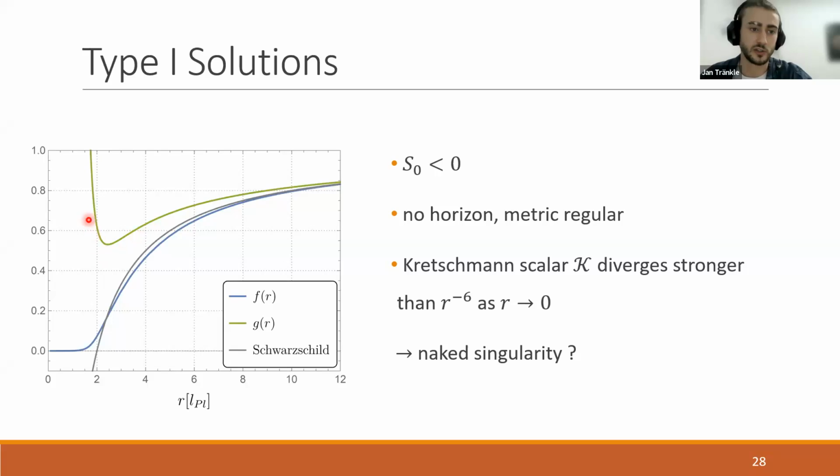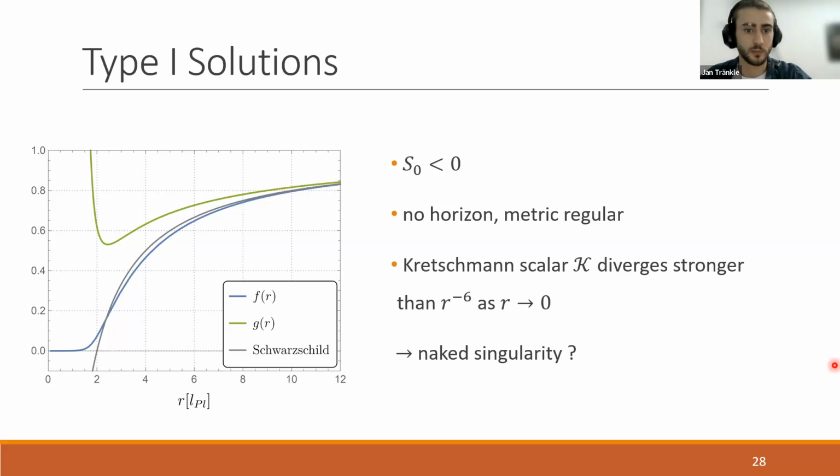The function g of r actually grows towards the origin, and this implies that there is no horizon, but the metric stays regular in the whole spacetime, because in the metric we have 1 over g of r appearing. However, although we don't have a horizon, towards the origin the curvature scalar actually blows up. We can compute this by looking at the Kretschmann scalar, and this actually diverges stronger than r to the minus 6, so stronger than in the classical case. The interpretation of this type of geometry would be some form of naked singularity, so a curvature singularity at the origin, which is not shielded by a horizon.